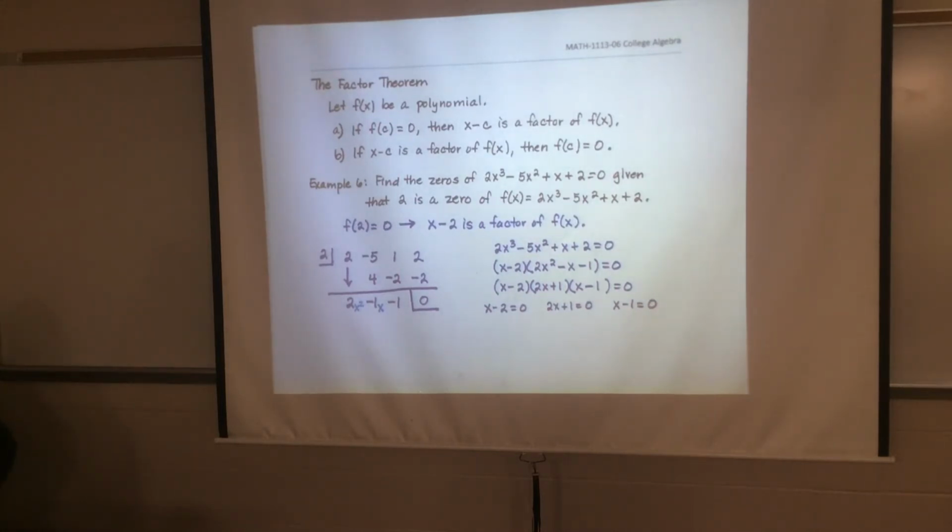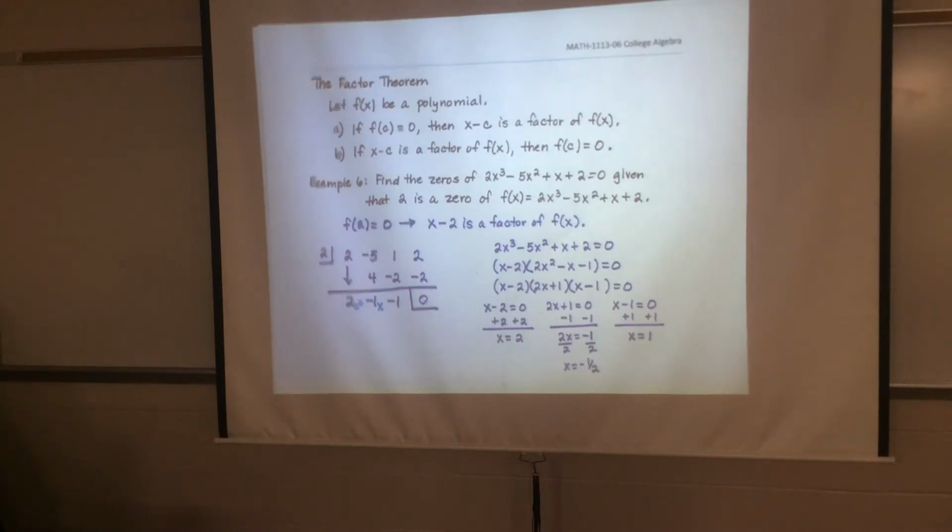Each one of these I'm going to solve for x. So for the x minus 2 equal to 0, if I add 2, you're going to get x is equal to 2. And then for the 2x plus 1 equals 0, subtract 1, you're going to get 2x is equal to -1. Then divide by 2, you'll get x is equal to -1/2. And then finally, x minus 1 equal to 0. If you add 1, you'll get x is equal to 1.